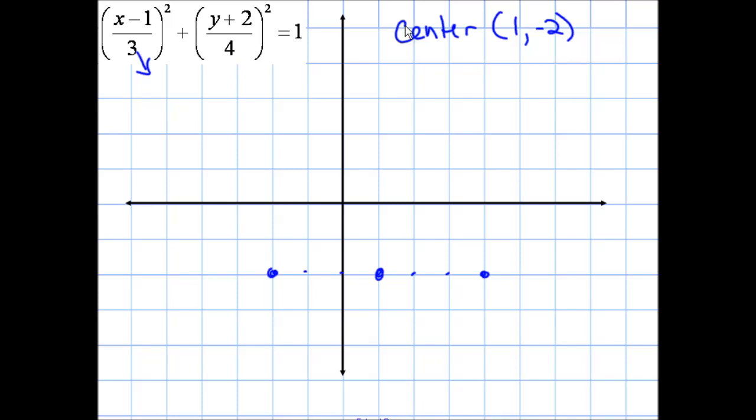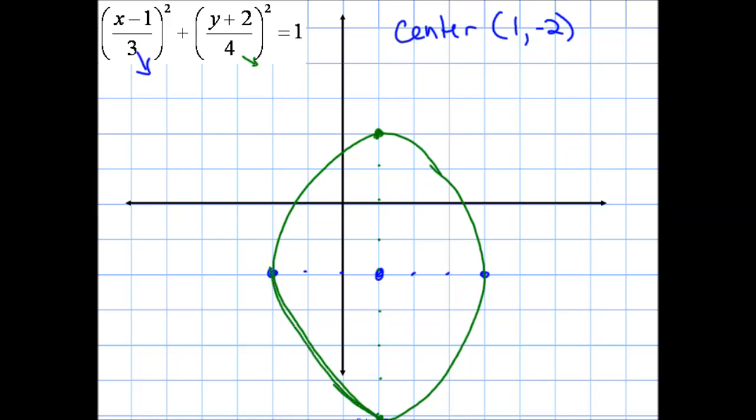Then, just like the last one, I go up 4: 1, 2, 3, 4, always starting from the center. 1, 2, 3, 4. And then we just connect that. Try not to make it look like a football, real pointy on those ends. I know mine aren't the best, but try to make it more ellipsy looking. Like my vocab today, ellipsy. Anyways, that would kind of be what it looks like.